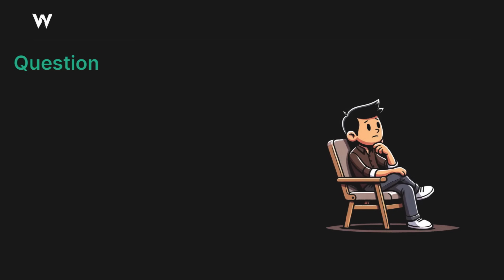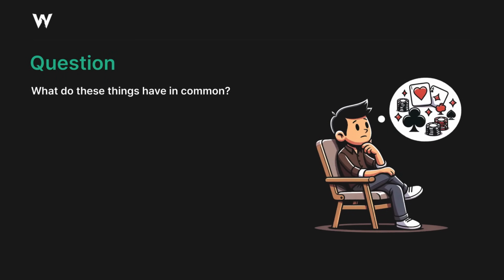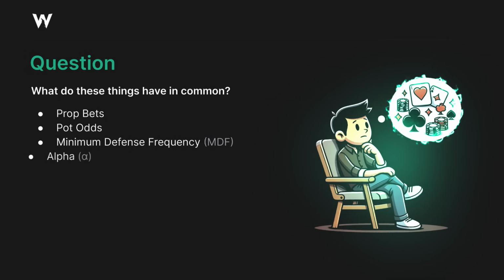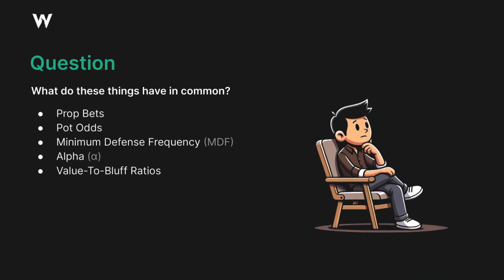Let's start with a question. What do these 5 things have in common? Prop bets, pot odds, minimum defense frequency, alpha, and value-to-bluff ratios. Most coaching material out there will teach you that these are 5 separate things. They all have their own equations. They all represent different concepts, blah, blah, blah. But they all share one thing in common.